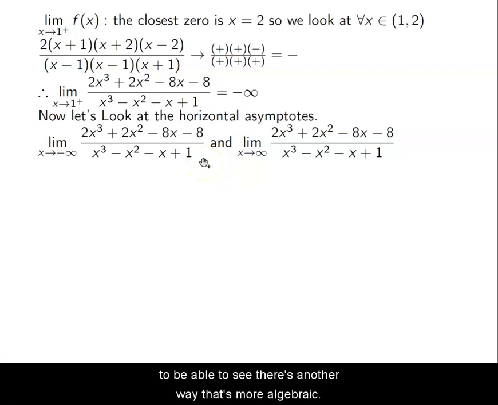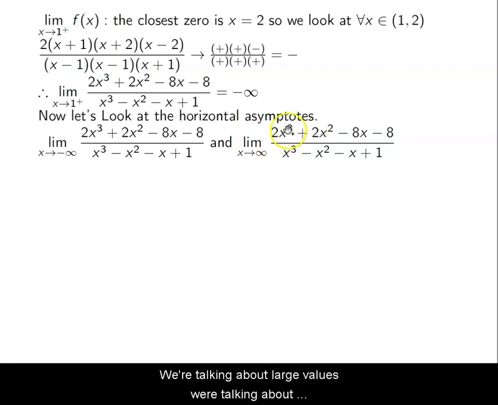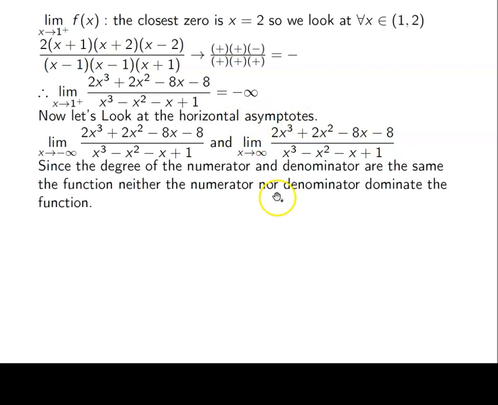There's another way that's more algebraic for dealing with rational functions like this and their limits at the end behavior, which we'll go over right now. It's always nice to have an algebraic means of calculating stuff. Although understanding when we're talking about large values, we're talking about domination. Which part dominates everything else? Which grows faster than everything else?